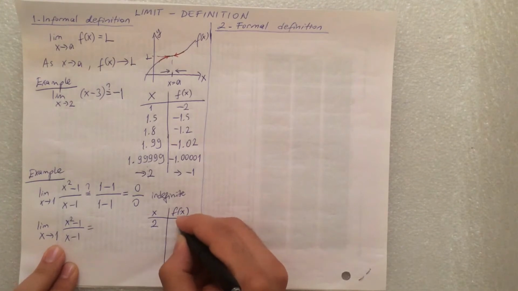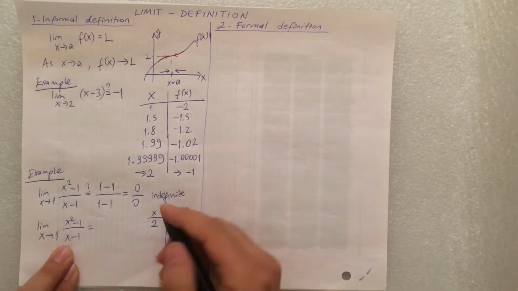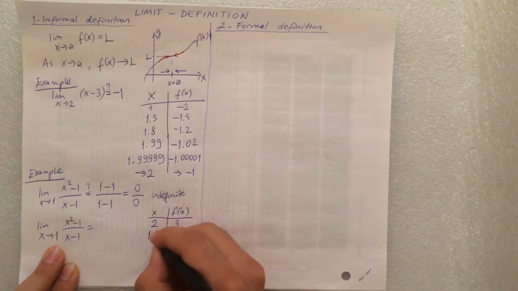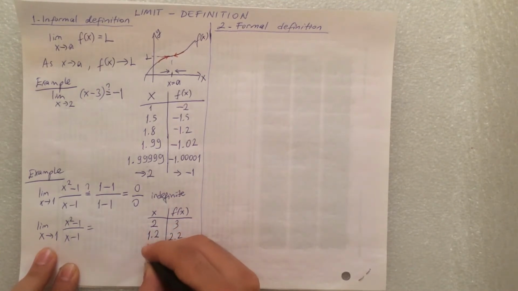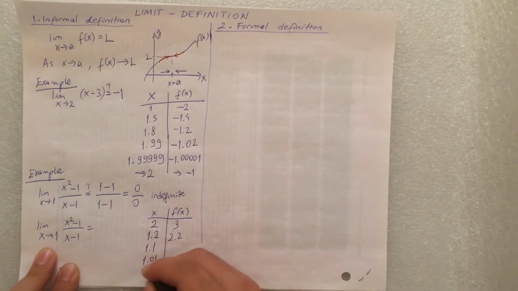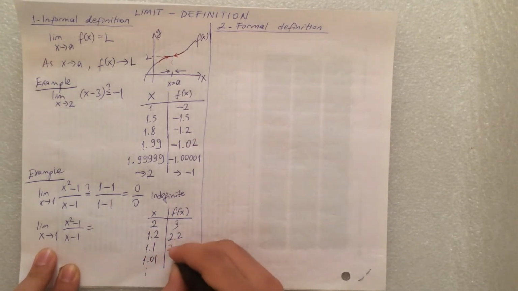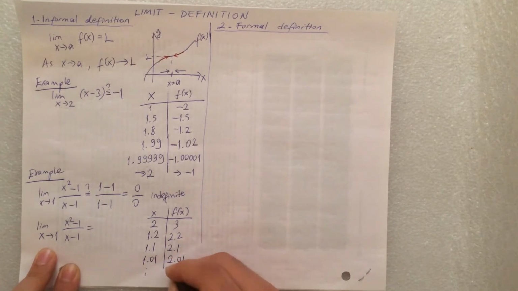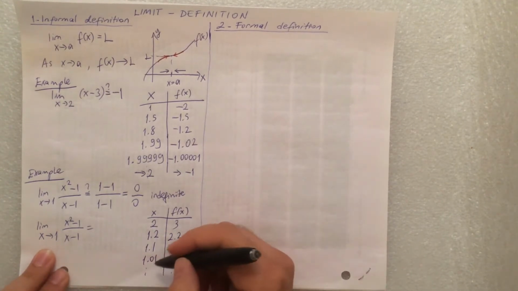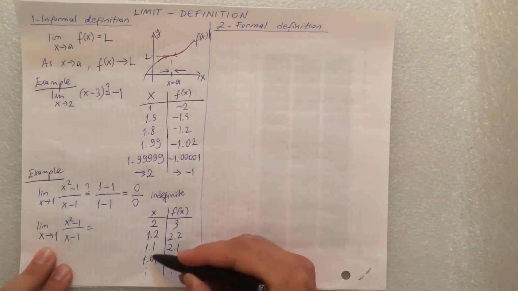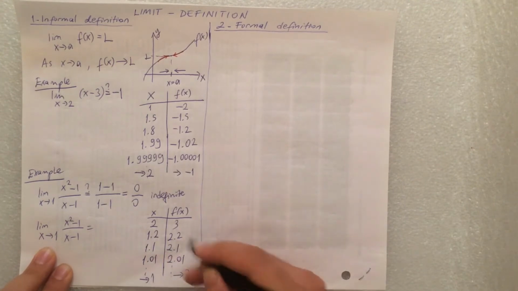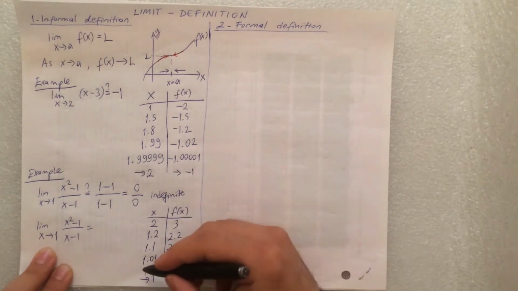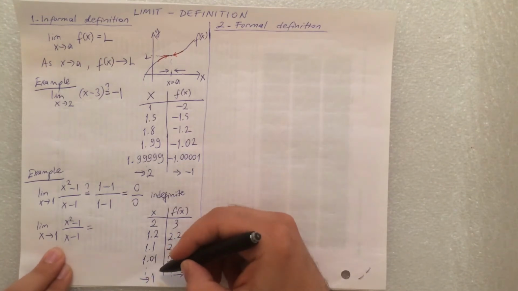For 2 it's going to be 3. The value of this is going to be 3. For 1.2 it's going to be 2.2. If you insert 1.1, 1.01, and so on, you're going to get 2.1, 2.01, and so on. So it looks like as you approach 1, this value approaches 2, but you need to do this all the way through and use much closer values to 1.